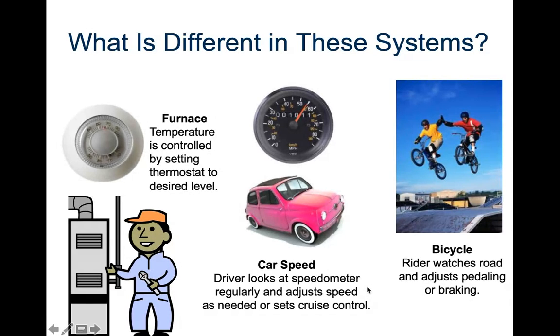But normally, a driver looks at a speedometer and adjusts their speed. Either needs to apply the brake a little bit, slow it down, or step on the gas pedal to speed up. It is possible to set cruise control so that the car will maintain a particular speed.